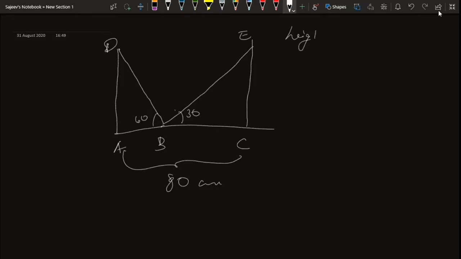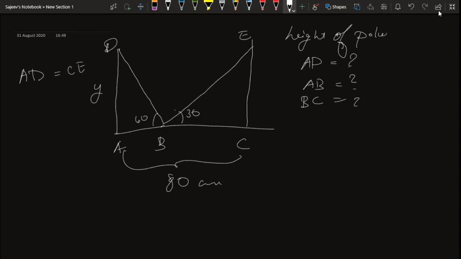So we need to find the height of the poles, which is AD, and we need to find AB and BC too. It's given that the poles are of the same height, so AD and CE are the same. Let me call AD equal to CE as Y, the horizontal distances X1 and X2.